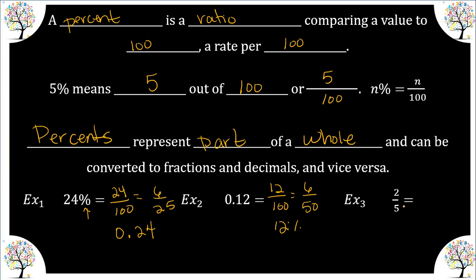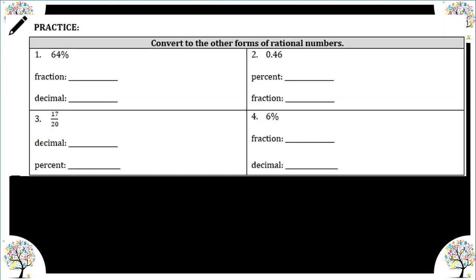If we're given a fraction, we can convert this to a decimal. 2 divided by 5, remember the fraction bar means division, and so when we divide 2 by 5, we get 0.4. That's the decimal form, and then we move the decimal 2 places to the right. So 2/5, 0.4, and 40% are all equivalent. Okay, you practice converting these to the other forms.